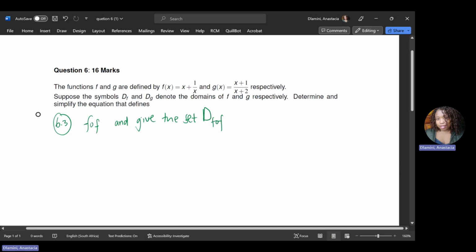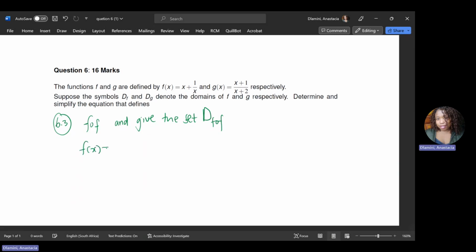We know that f of x is equal to x plus 1 over x. This is what we're given. Now, the composition of f and f can be written as f of f of x. From here, you can see that our inner function is f of x and our outer function is f of x. So we're going to substitute f of x where we see x in f of x. This will be f of x plus 1 over f of x.